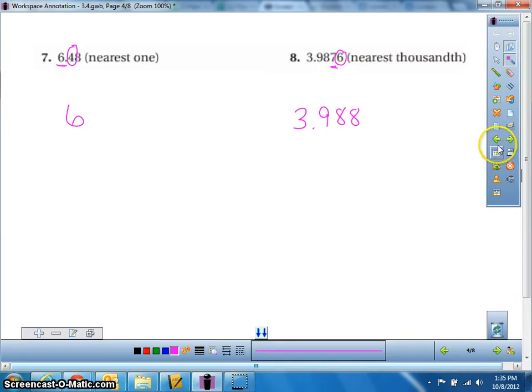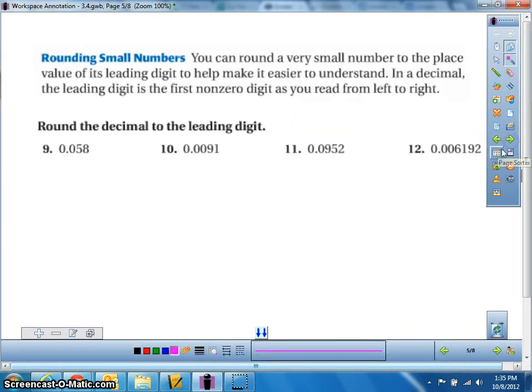So that's how we round decimals to a given place value. Now in your homework and on your quizzes, it might tell you to look at the leading digit, so we need to find out about what that is. If we read this, you can round a very small number to a place value of its leading digit to help make it easier to understand.